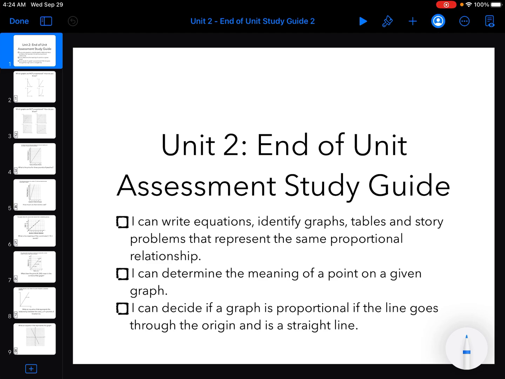Unit 2, end of unit assessment study guide. I can write equations, identify graphs, tables, and story problems that represent the same proportional relationship. I can determine the meaning of a point on a given graph, and I can decide if a graph is proportional if the line goes through the origin and is a straight line.